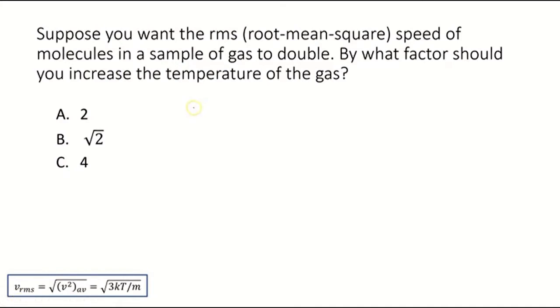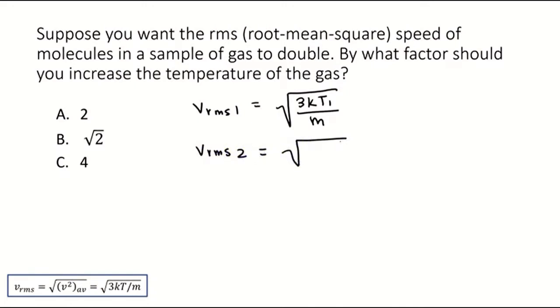To answer this question, I would set up two cases. In the first case, V_RMS1 is equal to the square root of 3k T1 divided by m, where T1 is the original temperature. Then V_RMS2, our second case, is equal to the square root of 3k T2 divided by m, where the only thing that's changing between case 1 and case 2 is the temperature. That's what we want to change to change our root mean square speed.